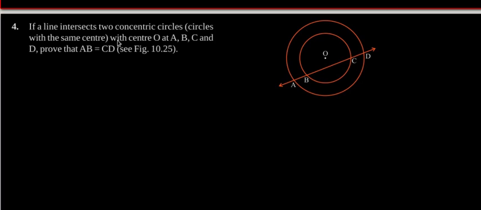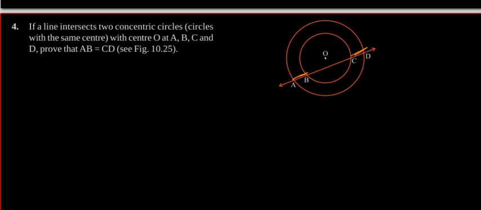If a line intersects two concentric circles, circles with the same center O, and A, B, C and D are the points where this line intersects them. One common line intersects the two concentric circles at the points A, B, C, D. So we have to prove AB equal to CD. We need to prove this line segment AB equal to CD.